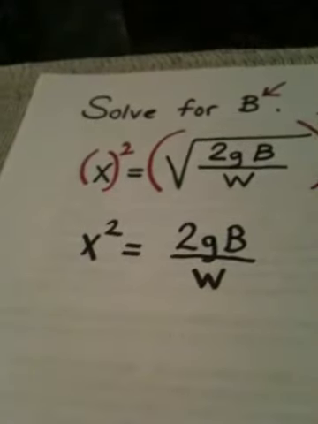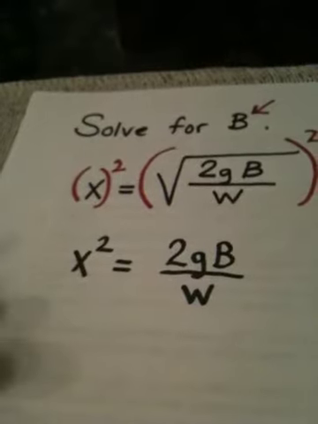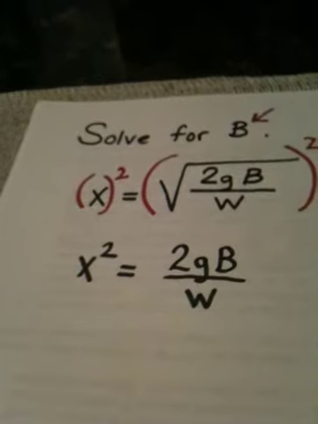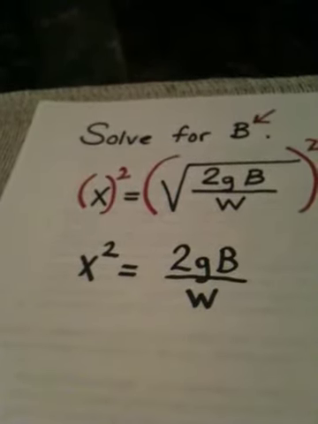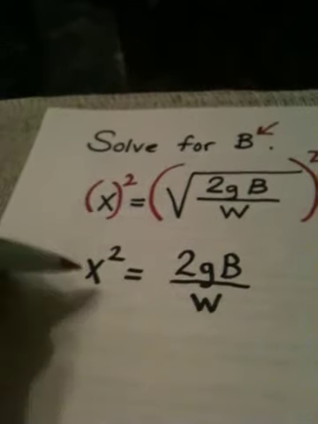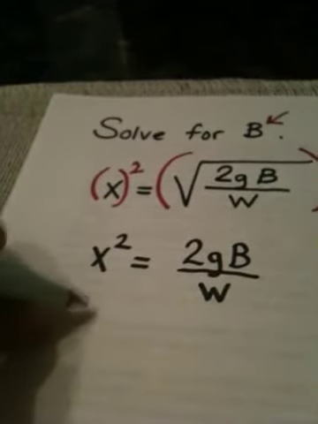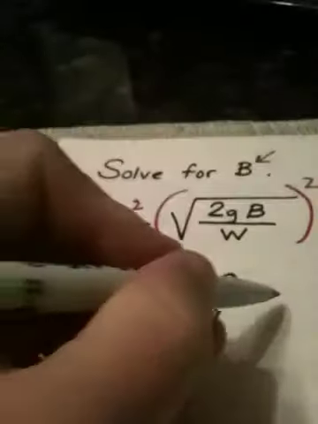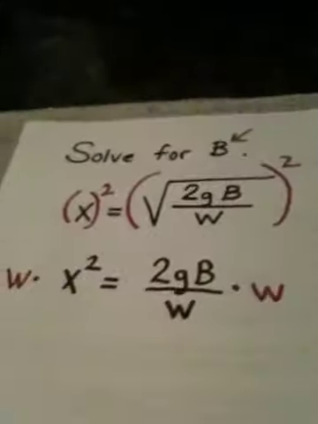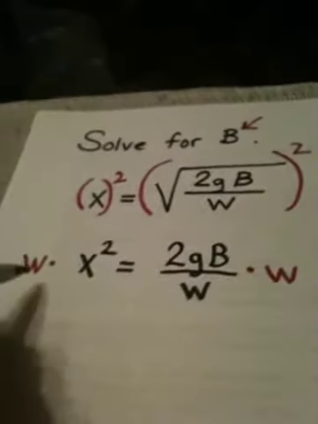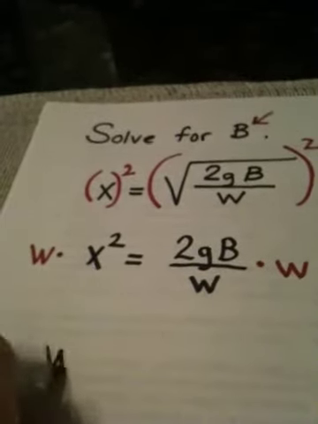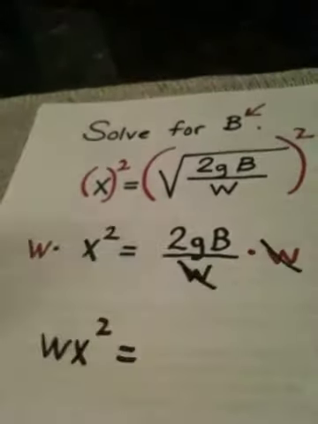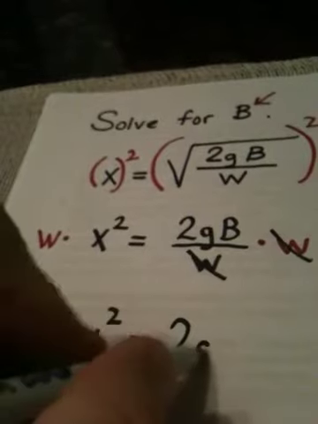Now the next thing you need to remember, anytime in this class we've been solving an equation that has fractions in it, I've taught you to clear fractions. Find the LCD and multiply by it. Well, under the x squared we just see a 1, so that's not real helpful, but here's a w. So my LCD is a w. So I multiply through by the w. That's my least common denominator. On the left-hand side I have a wx squared. And on the right-hand side the w's cancel. And I'm left with 2gb.